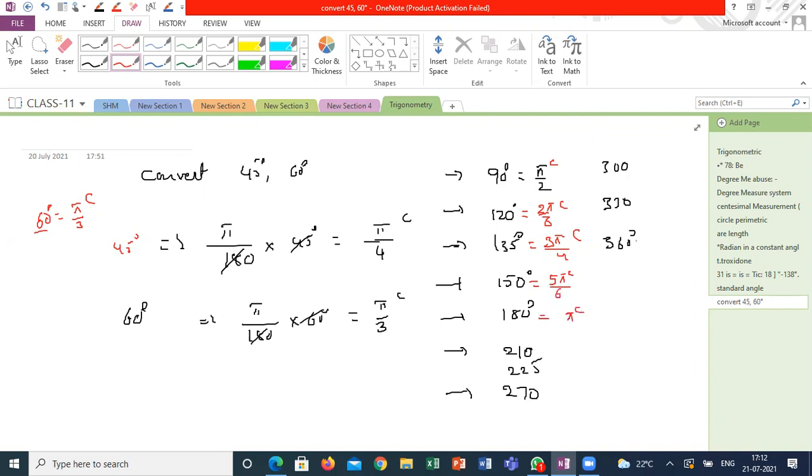180 is pi radians. 360 is 2 pi radians. 330 is how much, guys? 270 is 3 pi by 2 because it is 3 right angles. 210, 225, 330 is how much? Guys, please quickly, we'll move to the questions.